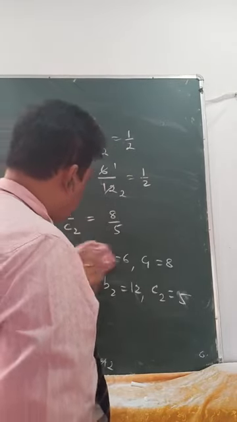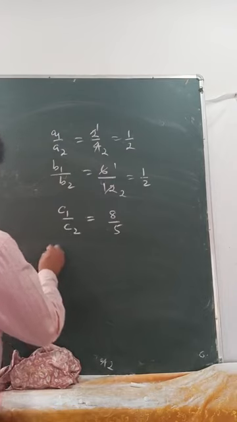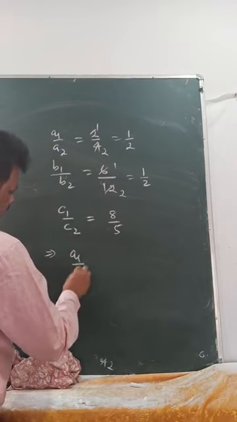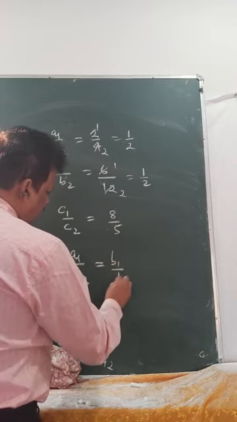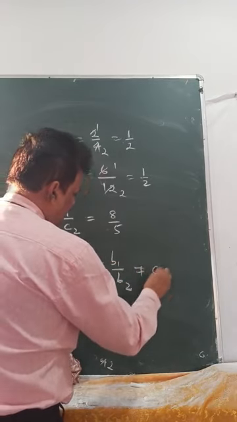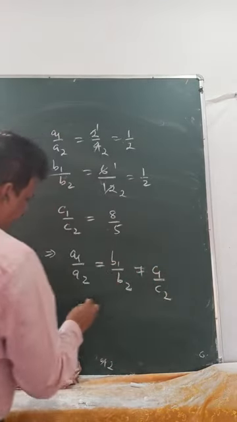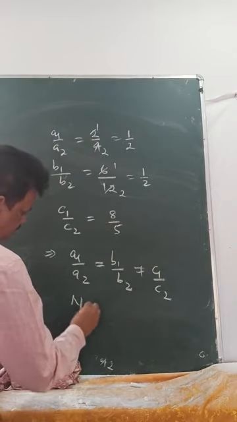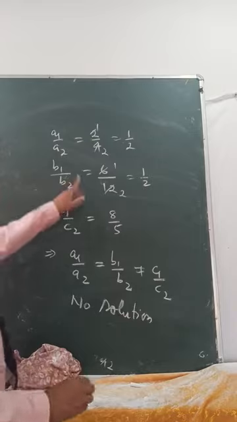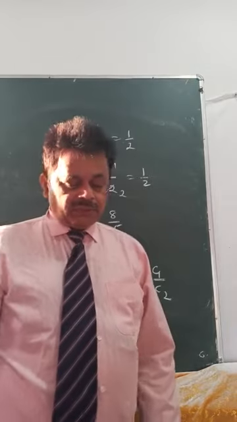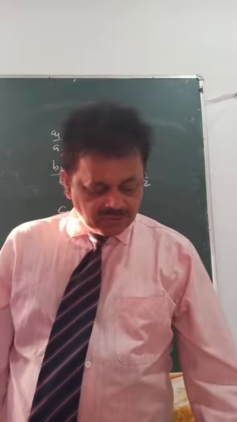What are you finding here? This implies A1 by A2 equals B1 by B2, but not equal to C1 by C2. That means no solution. So this is how you check the nature of solutions. But how do you get a question on this?